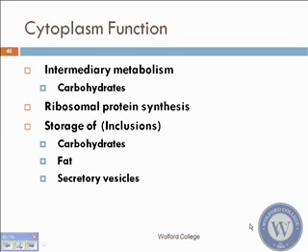It takes cytoplasmic metabolism products and stores them as inclusion bodies, either as carbohydrates or fats, and sometimes will form secretory vesicles, which means that it empties waste products out, usually into the interstitial space where the body then gets rid of it through the lymphatics.